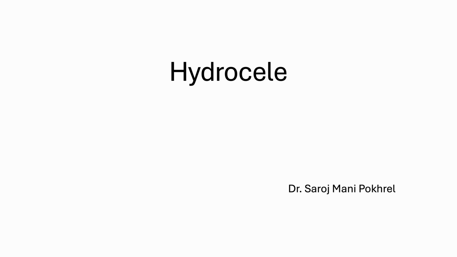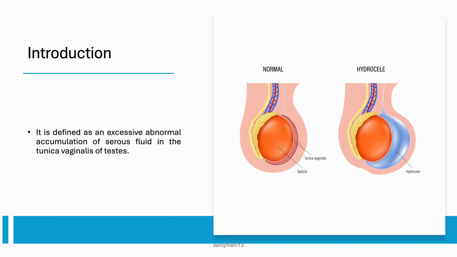So basically, the word hydrocele means a bag of water. Hydro means water and cele means bag. So hydrocele means bag of water, literally. So the definition: it is defined as an excessive abnormal accumulation of serous fluid in the tunica vaginalis of testis, the layer covering the testis. So if there is excessive abnormal accumulation of serous fluid, that is known as hydrocele, due to any cause. That may be primary, that may be secondary, right?